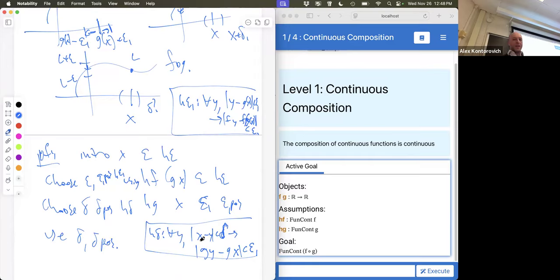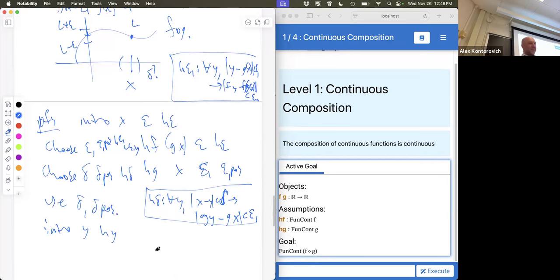And so now, given that, intro y and hy. So y is within delta of x. Therefore, if I take h delta and I feed into it, have I lost you? Well, you lost me at intro y, hy.